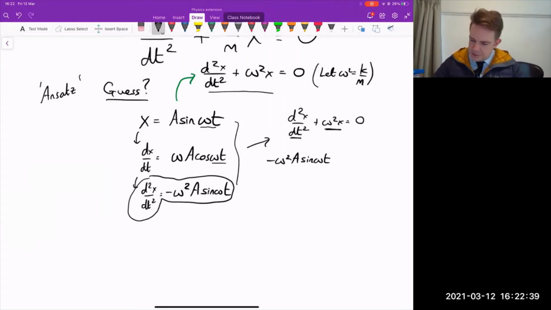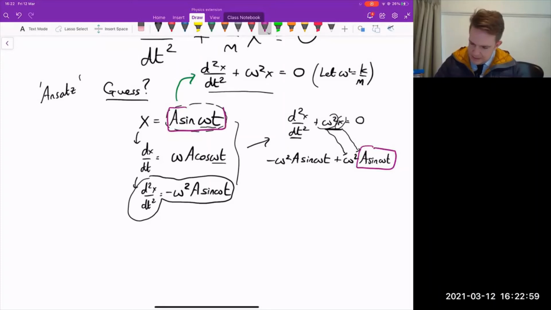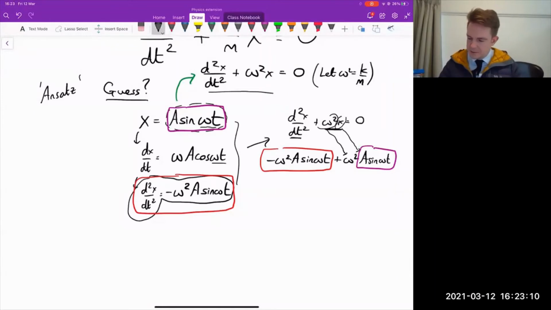If I substitute x in here for a sine omega t, I get plus omega squared, from this omega squared stays where it is, multiplied by a sine omega t. So this is that x, and this minus omega squared a sine omega t is this here. I've just substituted in those two things.